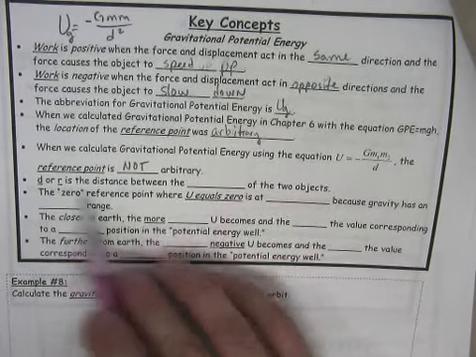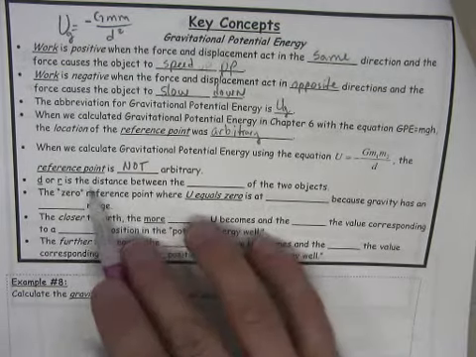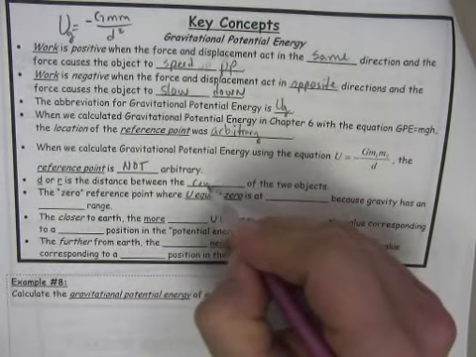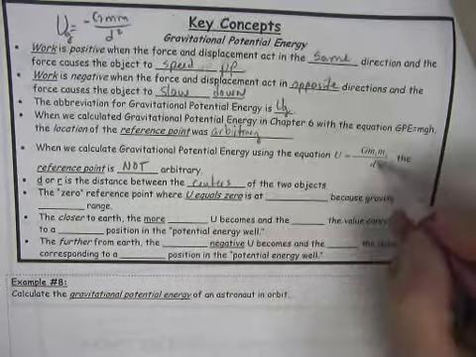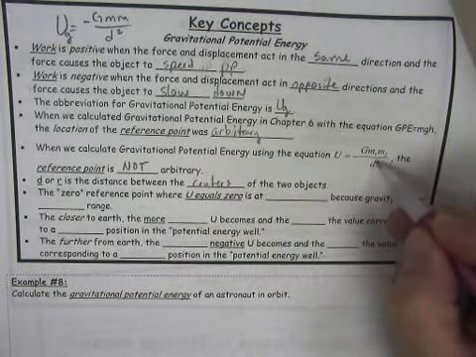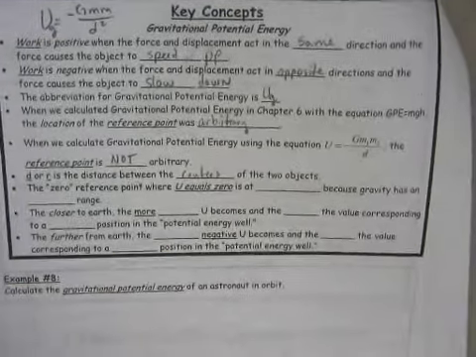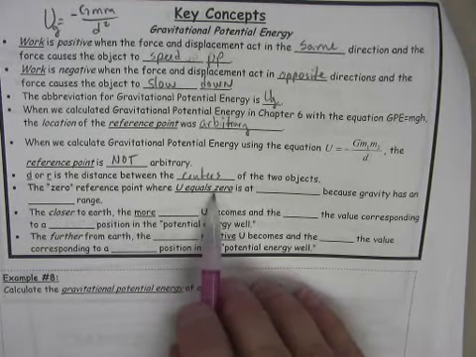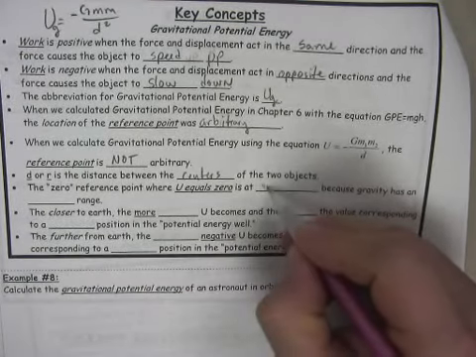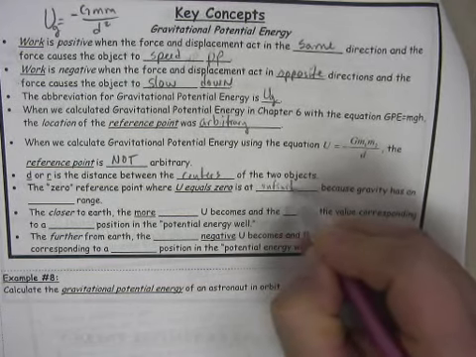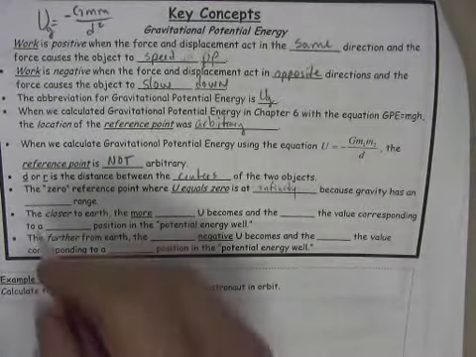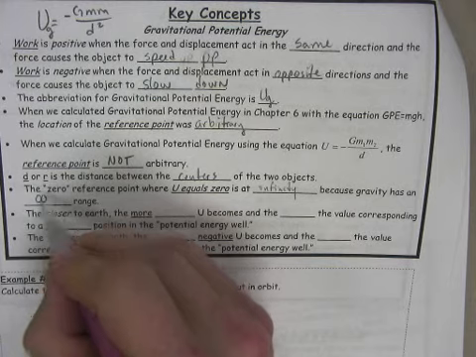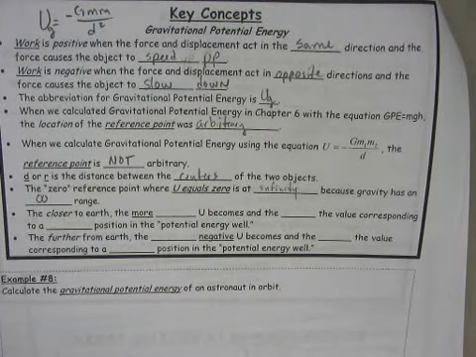All right, the next one, D or R is the distance between the centers of the two objects. So this D, sometimes you'll see it as an R, and that's not a big deal. The zero reference point, where U equals zero, is at infinity, because gravity has an infinite range.